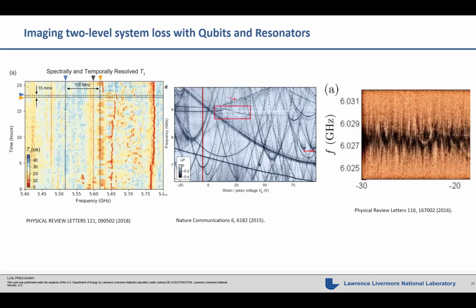So you can tune your qubit frequency using various parameters. You can flux tune your qubit, or you can actually tune these 2-level systems by putting strain on your system, voltage on your system. And you can see these features, which are nature's qubits in the materials interfering with your qubit, reducing your T1 times and just causing loss and decoherence. So this is something that we're working a lot on solving.